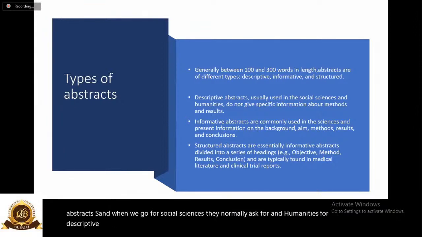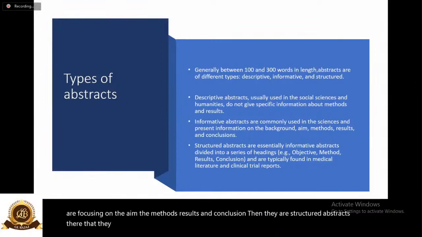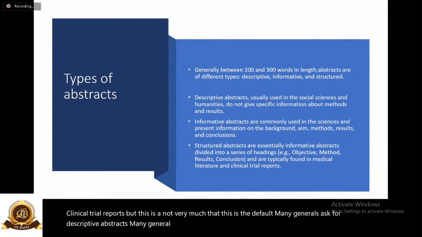Then informative abstracts are mainly specified in various sciences, where you are focusing on the aim, the methods, the results, and the conclusion. Then there are structured abstracts that are mainly found in medical clinical trial reports, but this is not the default. Many journals ask for a descriptive abstract, many journals ask for all three abstracts. So this is very much specific to particular journals. They may demand from a researcher anything that is specified in their rules.